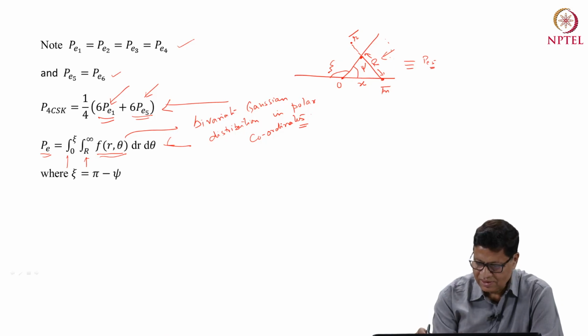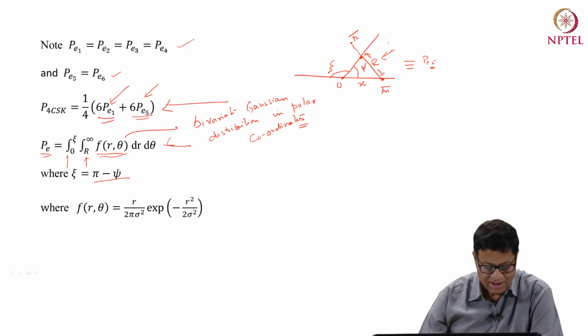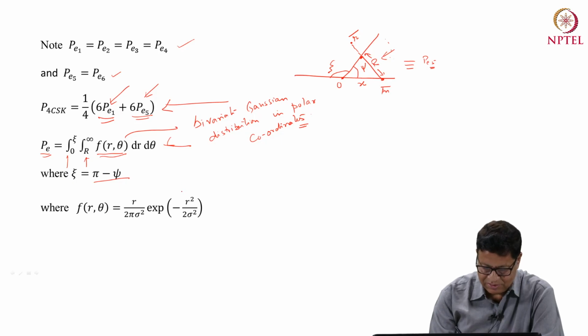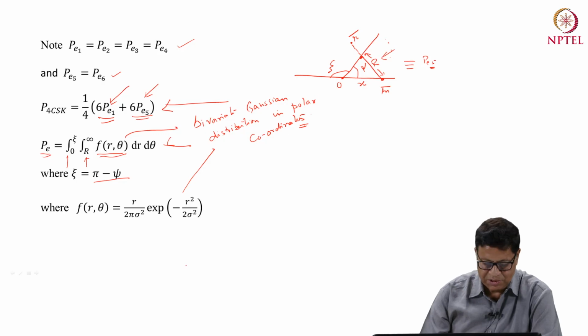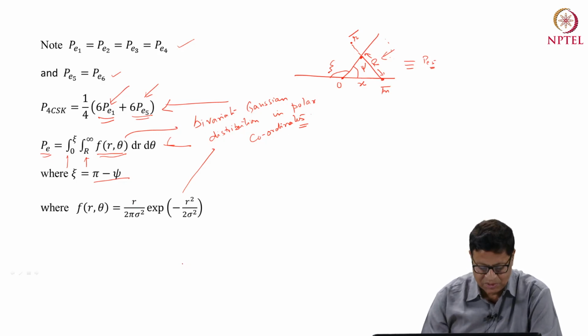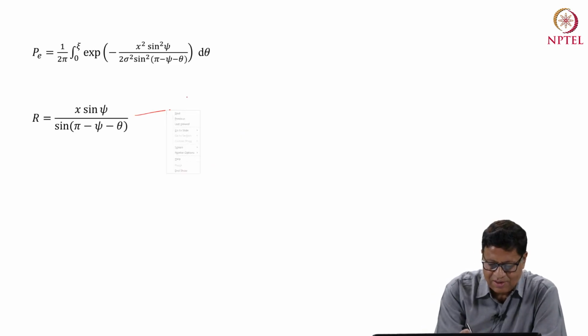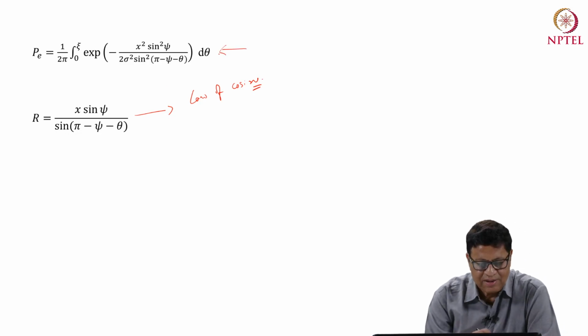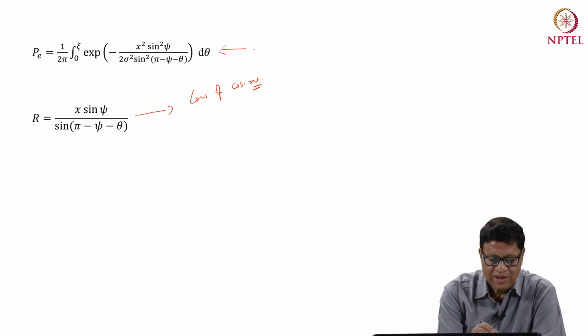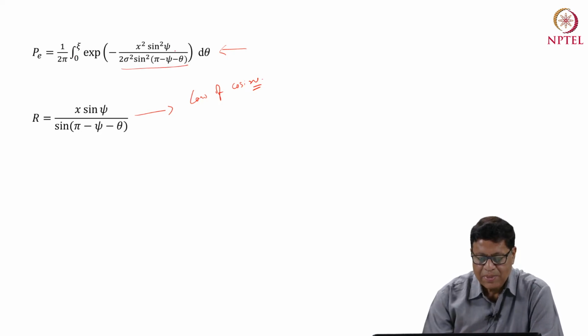And as you see from this diagram, psi is equal to pi minus xi, and f_R,Theta is actually that bivariate Gaussian distribution in polar coordinates, which is represented by r divided by 2 pi sigma square, exponential minus r square by 2 sigma square. So, putting these values and using this law of cosines, and putting the values here, then I can get that expression for P is equal to 1 by pi, integral from 0 to xi, exponential of whatever is given in the bracket, d theta.